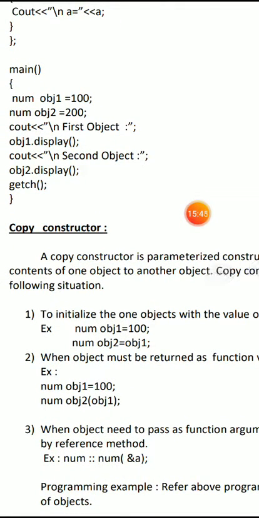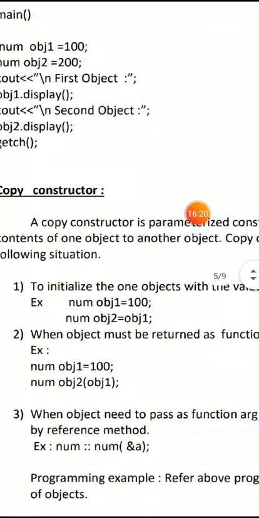Suppose in the case of normal programming, you create two variables, say int a equal to 100 and b. Now if you want to assign the value of a to b, you can directly assign it, because a already contains the value 100. You can write b equal to a, which means the value of a is assigned to variable b. Just like that, whenever you want to copy the contents of one object to another object, you can make use of a copy constructor.